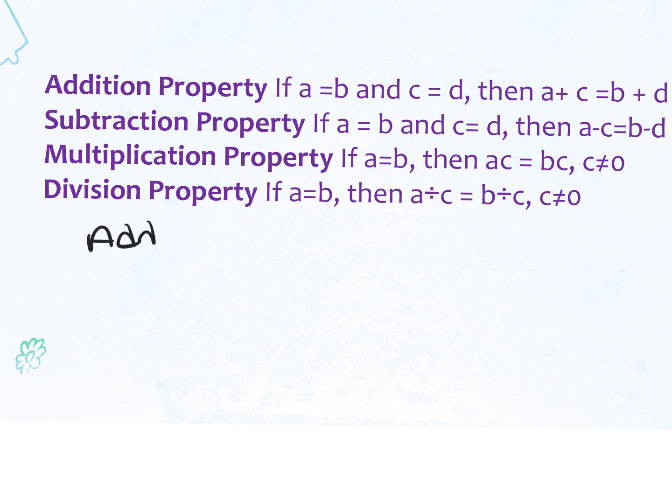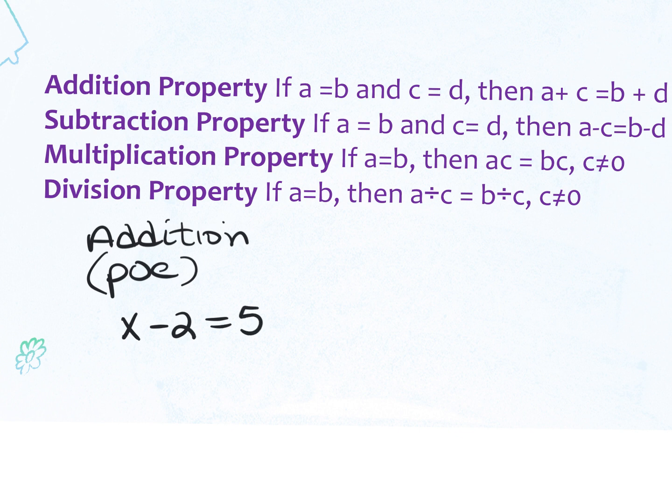So for the first one, for the addition property, this is an example of the addition. And I like to abbreviate property of equality as POE. So this is an example of the addition property of equality. When you would use something like this, you would be given a subtraction equation. And then to use the addition property of equality, what we're doing to solve for x is adding the same number to both sides of the equal sign. Once we do that, we end up with x equals 7. This is an example of using the addition property of equality. We're keeping our equation balanced. Whatever I add to the left side, I'm also adding to the right.